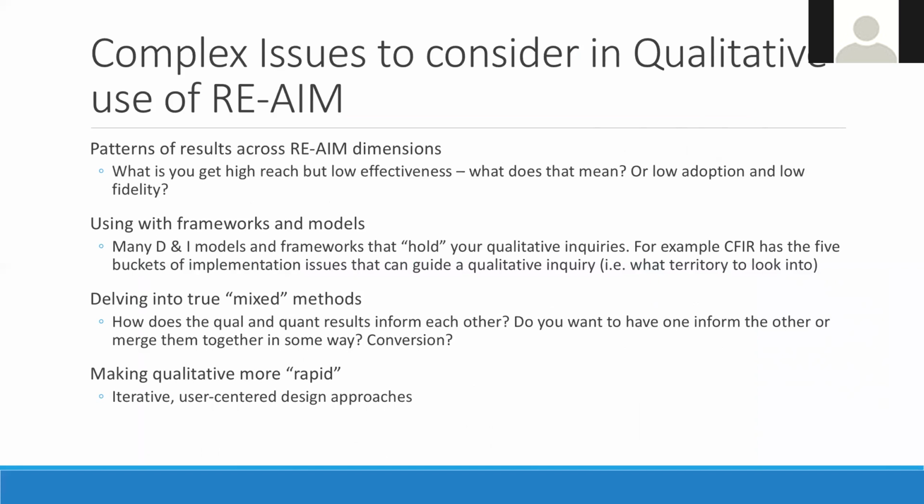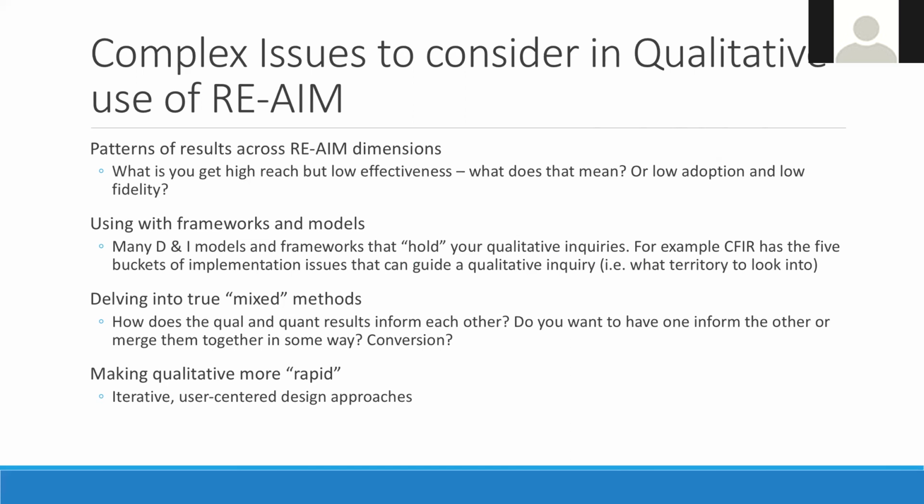One of the things that you'll get from qualitative is really understanding the pattern of results across RE-AIM dimensions. It's pretty common to do well on maybe one of the dimensions and not as well on another. So what if you get a high reach but low effectiveness? What does that mean? Or low adoption and low fidelity, what does that mean? The qualitative aspect of the work will help to fill that in and help you to understand those results.